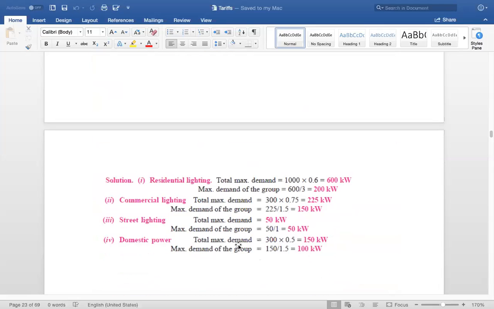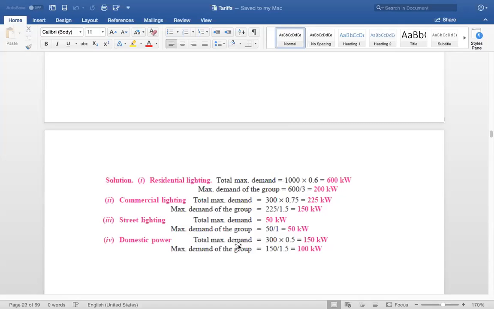So for residential lighting, we have total maximum demand 1,000 times 0.6, which is 600 kilowatt. Then the maximum demand of the group is 600 divided by 3, which is 200 kilowatt. Commercial lighting, total maximum demand is 225 kilowatt. And the maximum demand of the group is 225 divided by 1.5, which is 150 kilowatt. Street lighting, 50 kilowatt. Maximum demand of the group, the factor was 1, so that's 50 kilowatt.